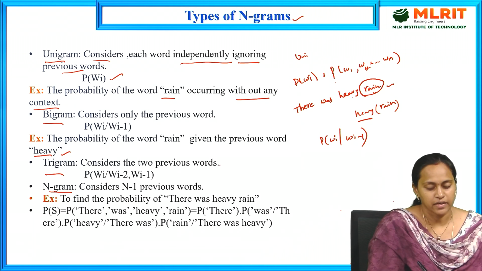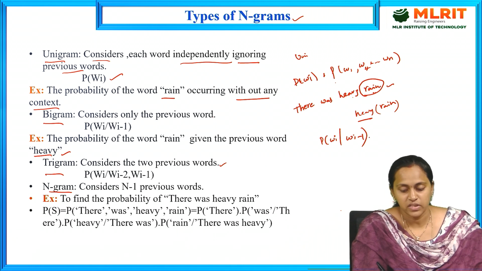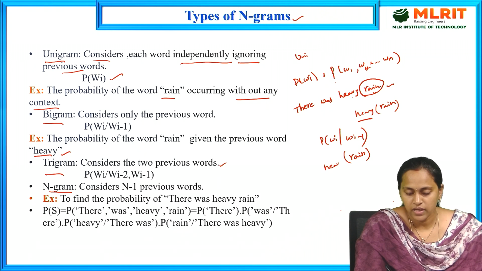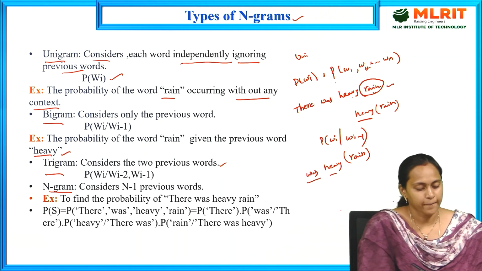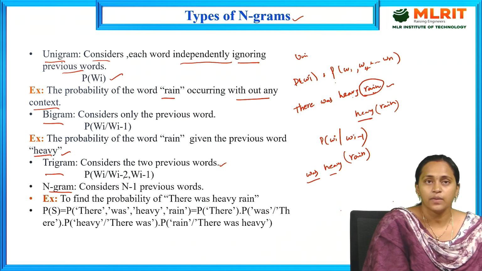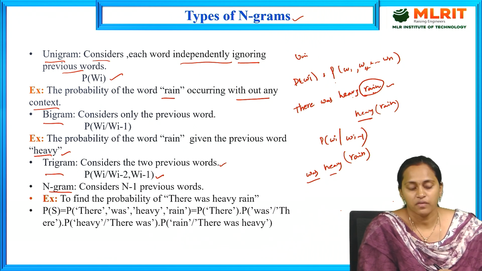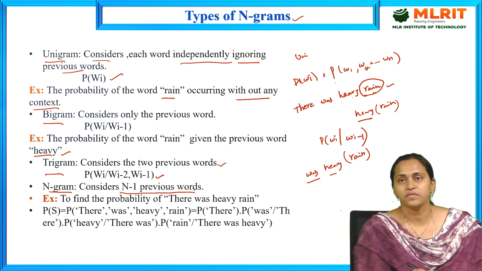Next one, trigram. That means we take the previous two words in a sentence. Rain is the word, and the previous two words are there was heavy. It means probability of wi given wi minus 2, wi minus 1. This is the formula to calculate the probability of the trigram. Next, n-gram: we can take n minus 1 previous words.